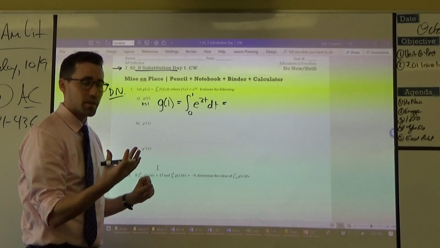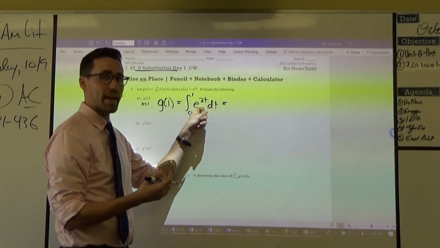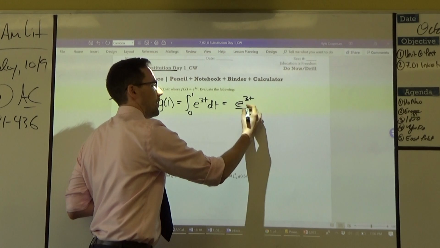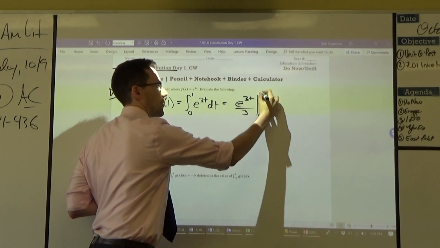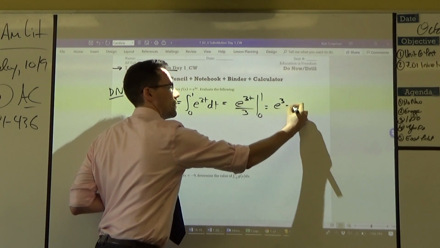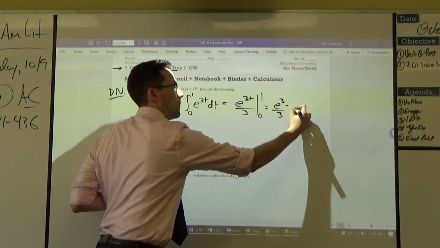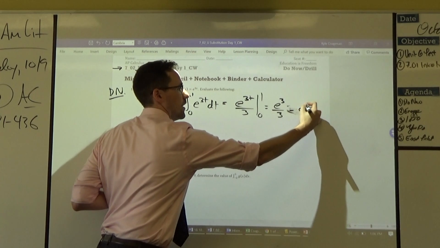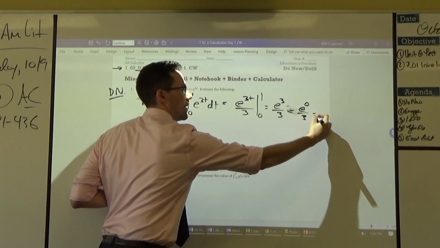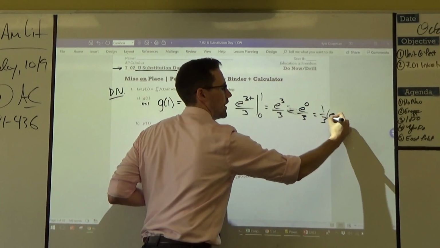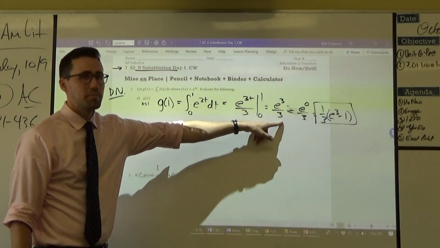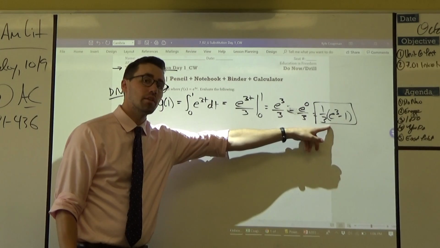Then I know from yesterday, I can take the antiderivative of this using the anti-chain rule. So I get e to the 3t over 3, evaluated from 0 to 1. So we get e to the 3 over 3 minus e to the 0 over 3. This becomes 1/3 times e to the 3 minus 1. You may have stopped here. Make sure you go the extra mile and simplify here.